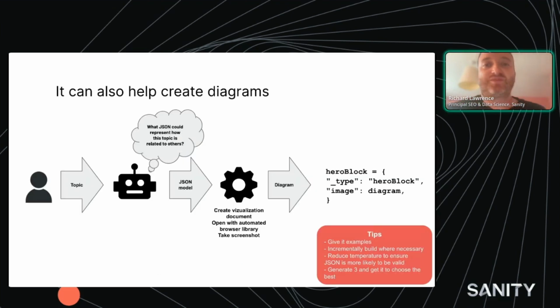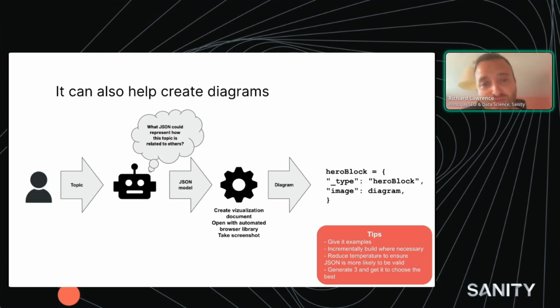And then it can also help create diagrams as well. So this is something that we do as part of that process. For a topic, it might be what JSON could represent this topic and how it's related to others. And then it will output the JSON model. You can then create a visualization using your favorite visualization library, open it with an automated browser, and then take a screenshot. And again, similar tips apply here.